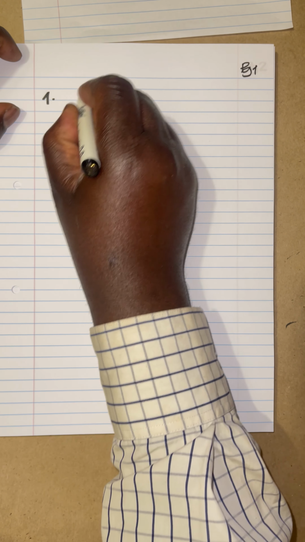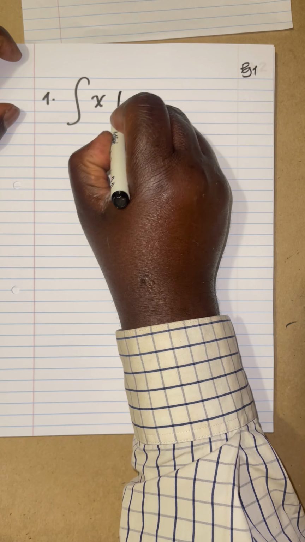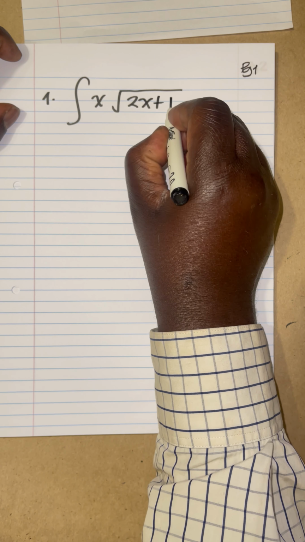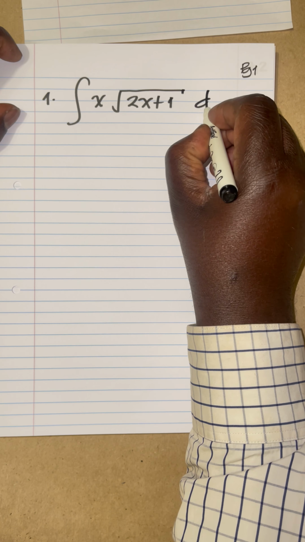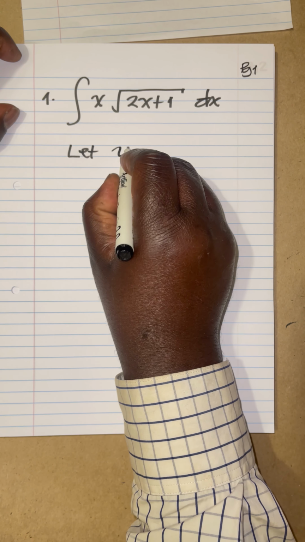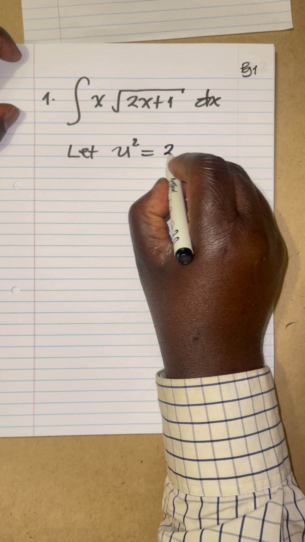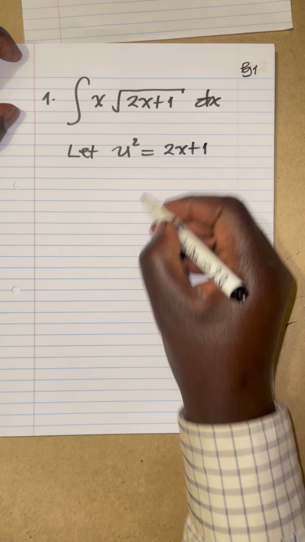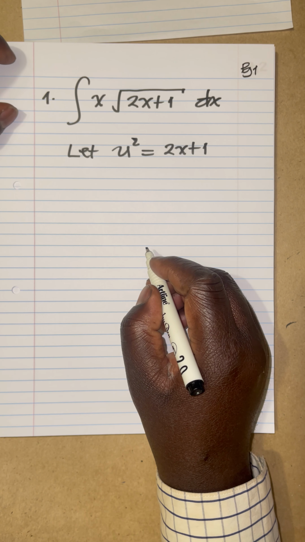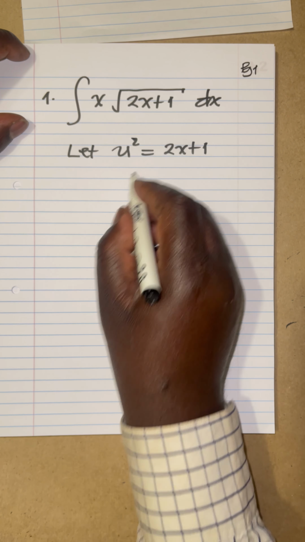Integral number 1, it's the integral of x times the square root of 2x plus 1 dx. Like I said, we're going to let u squared be equal to 2x plus 1. Why u squared? Because of the square root sign there. So we have to obtain 3 equations from this one.